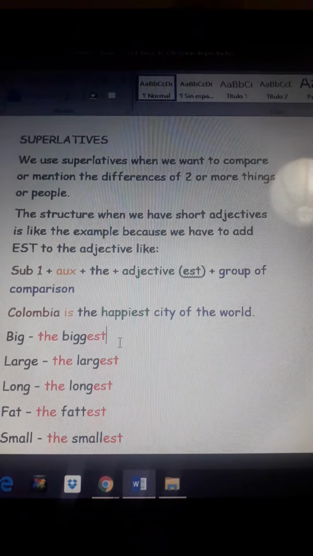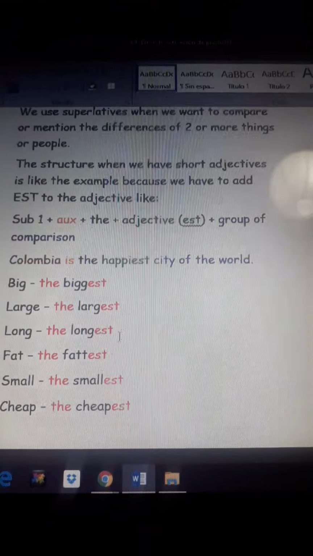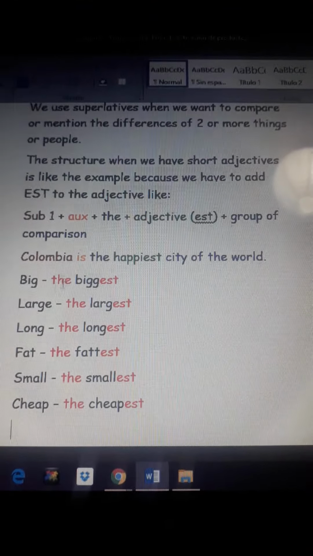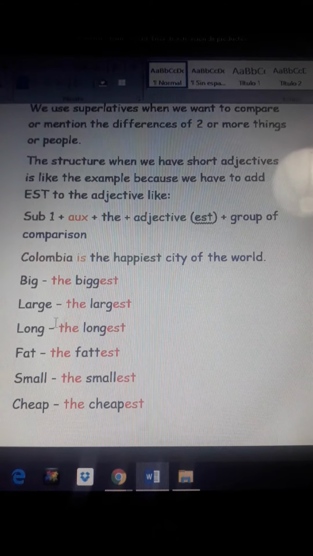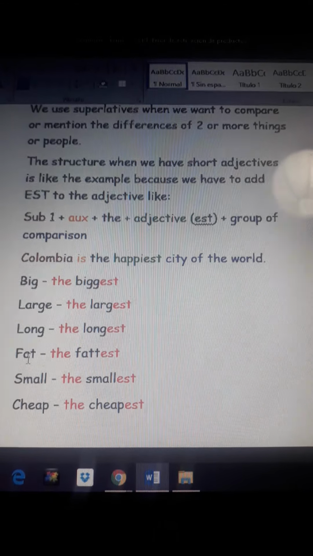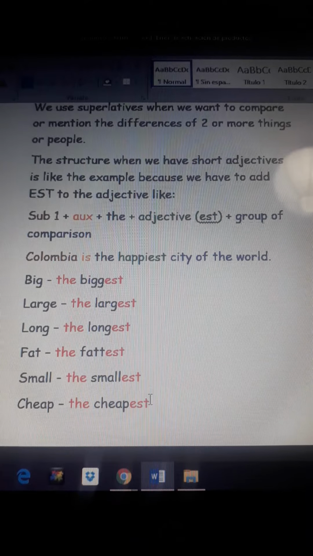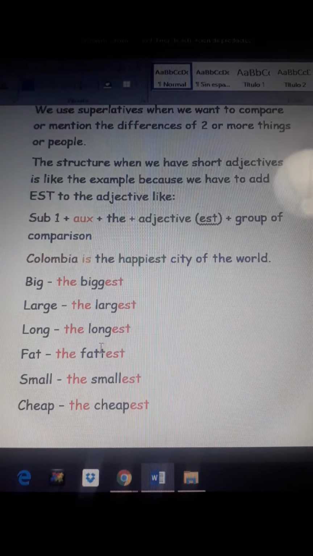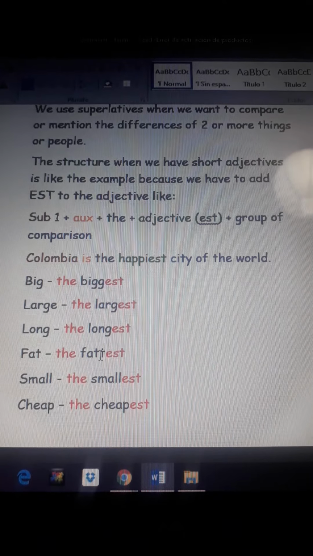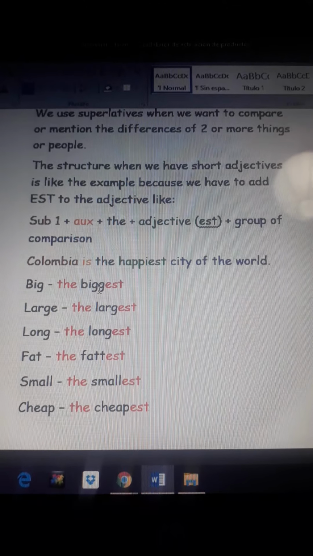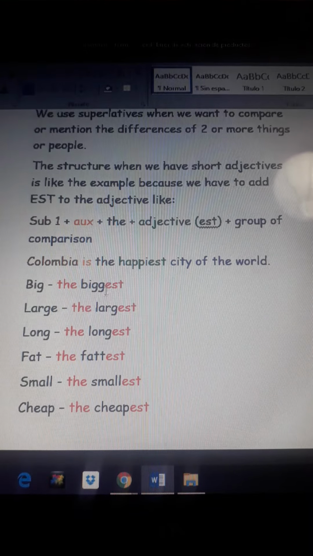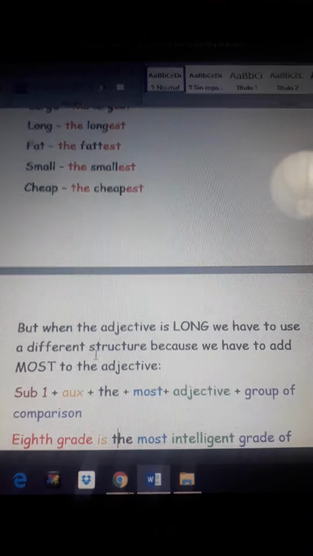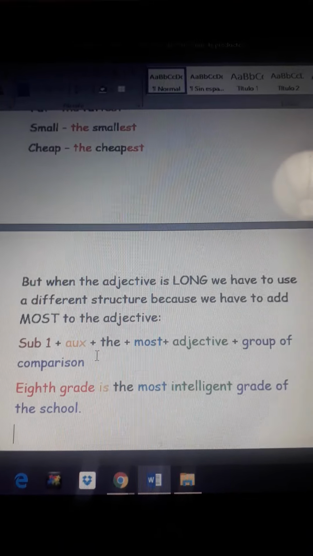Okay, so some of the adjectives change like this: big, the biggest, always and always, guys, the; large, the largest; long, the longest; fat, the fattest; small, the smallest; cheap, the cheapest. Okay, the same happens when we have to double the letters. As in the comparative examples, we have to write double G or double T.